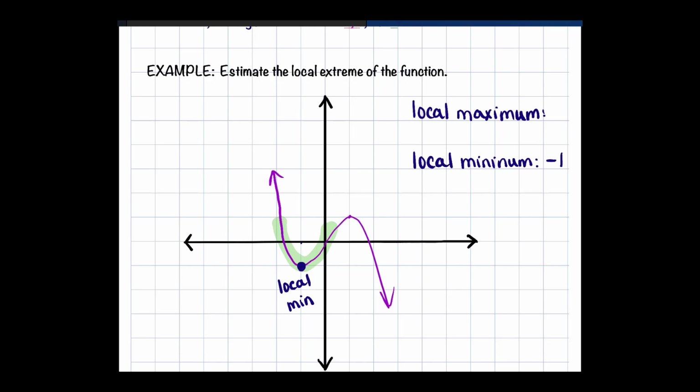If you have a valley, that would be a local minimum. If you have a peak, like this one right here, then the top of that, the highest point, that's your local maximum. Again, give the y value. In this case it would be 1. So the local maximum would be 1 and the local minimum would be -1. So look for peaks and valleys.